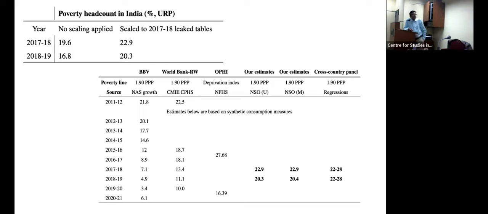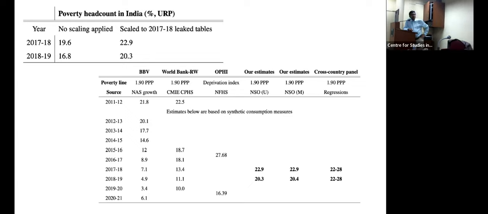So if no scaling is applied, then what we have is in 2017-18, the year when the NSS report was published, and based on this estimate, we do find that what Subramanian reported and the NSS actually reported is lower than this. So this is about 20%, but it's a far cry from the 10.8% that the World Bank has. They have various ranges from 9 to 12, but their preferred estimate is something like 10.8. It is far higher than that.